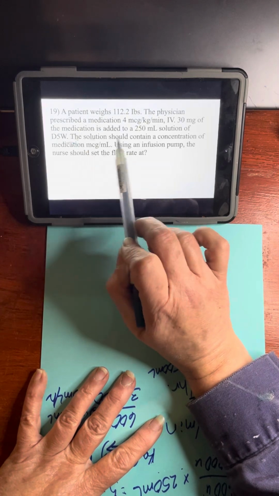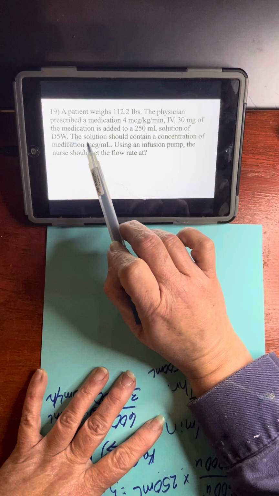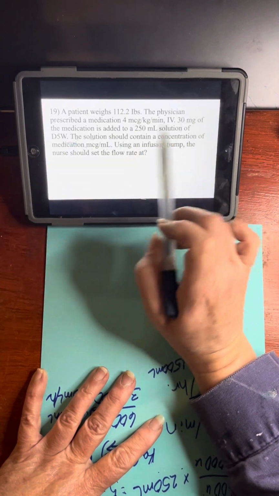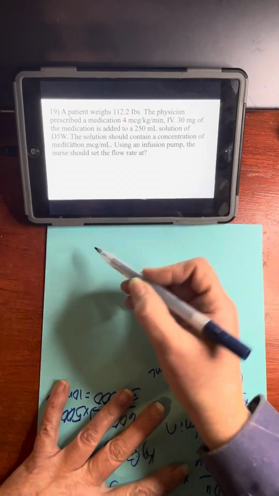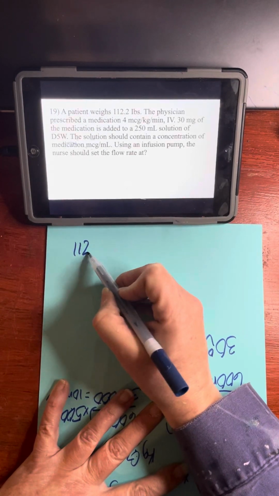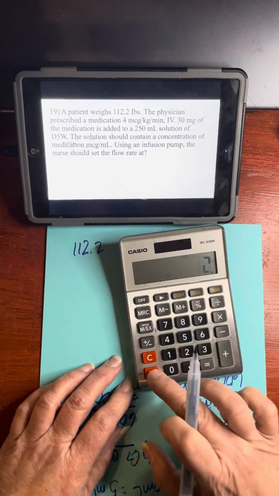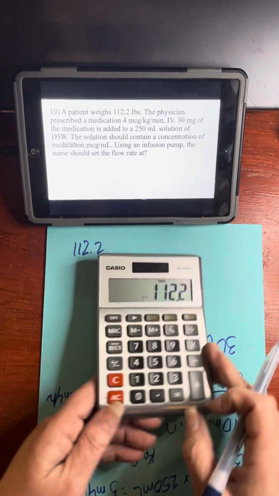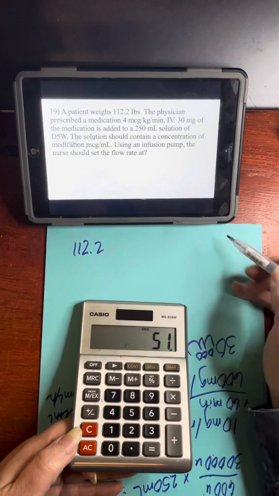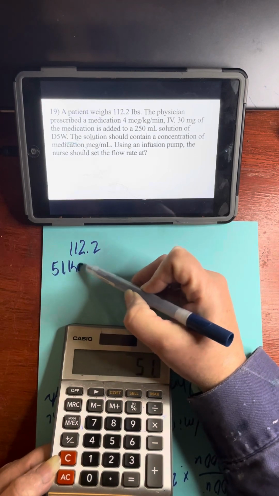Okay, look, I don't know if she's wanting you to tell her what the solution concentration is in micrograms per milliliter, but we're going to tell her. First of all, we got to change that weight. 112.2 divided by 2.2. Yeah, isn't that sweet? It's just a smooth 51 kilograms.